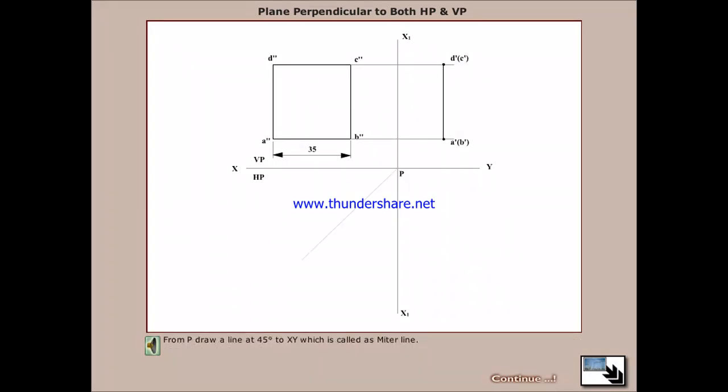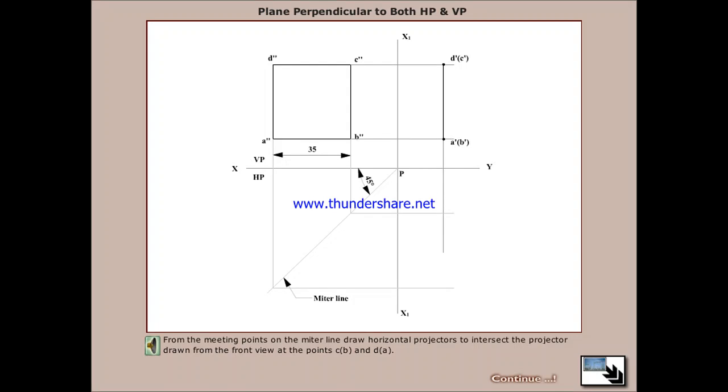From P, draw a line at 45 degrees to XY, which is called as meter line. From the side view, draw vertical projectors to meet the meter line. From the meeting points on the meter line, draw horizontal projectors to intersect the projector drawn from the front view at the points C, B and D, A. Join C, B and D, A, which is the top view of the plane.